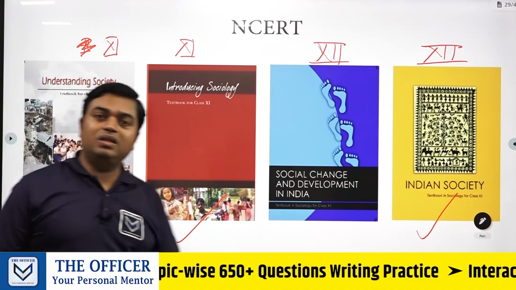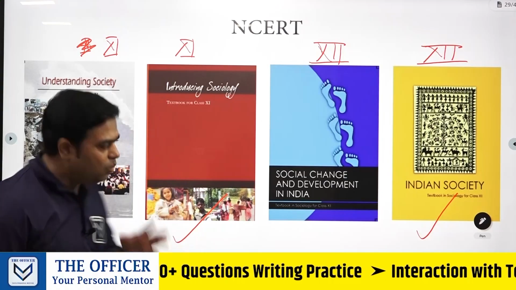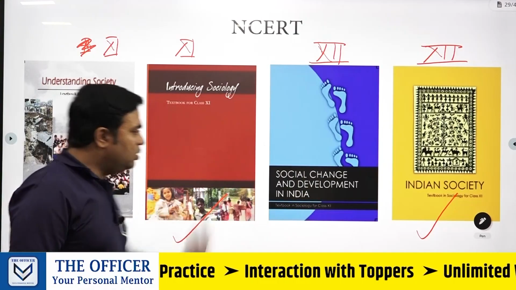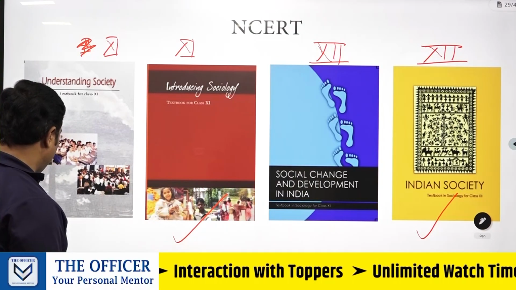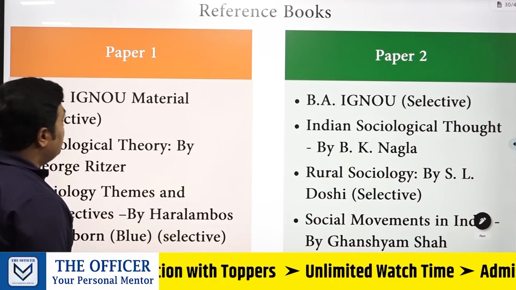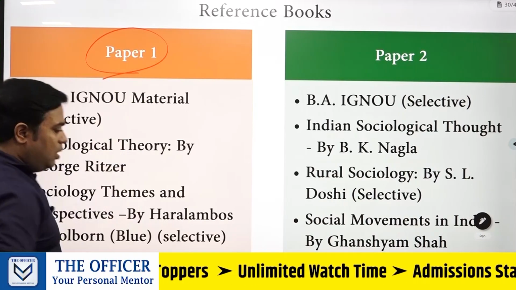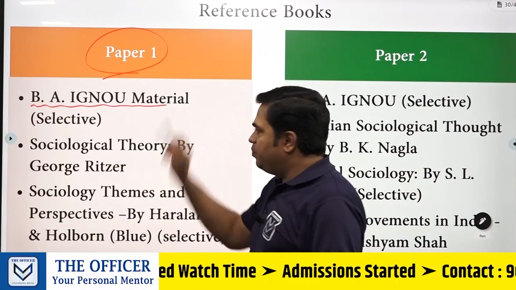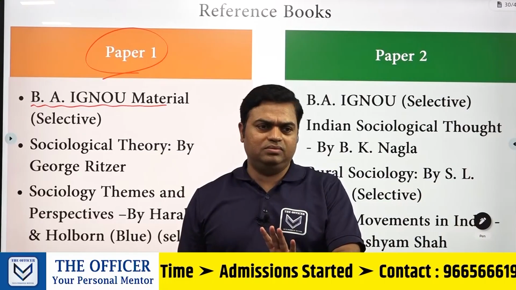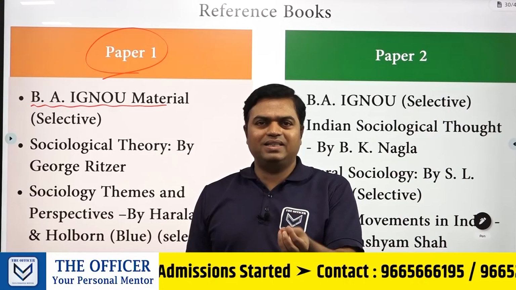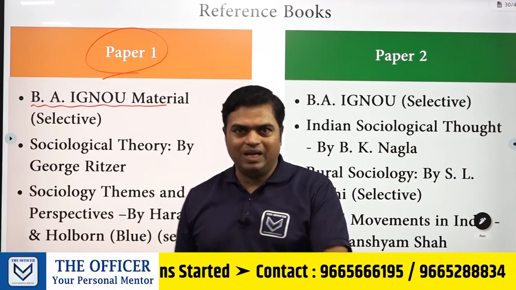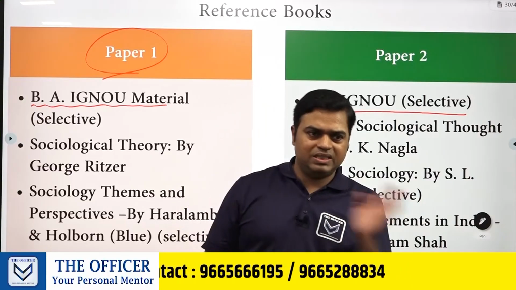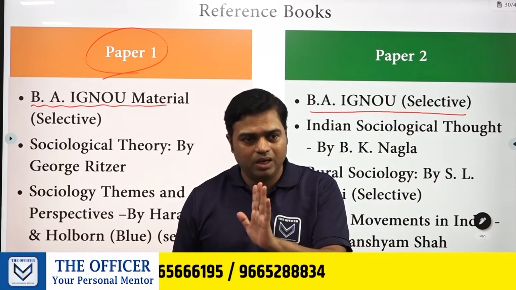But again, there is one method to read all these NCERTs. What is that method? I will tell you later on when we discuss the reference books also. Okay. So both these are the 4 NCERTs we need to read here. For the reference books, paper first, the major focus will be upon the IGNOU, the BA IGNOU material. But you have to read it very selectively. I will provide you the index. You have to go with that. For the paper first and second also, we will focus more upon the IGNOU material.